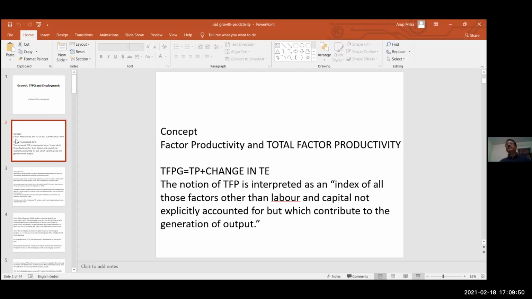Sorry to interrupt you. Can you press F5 so that the PPT is in the slideshow mode? Oh, okay. Yeah.